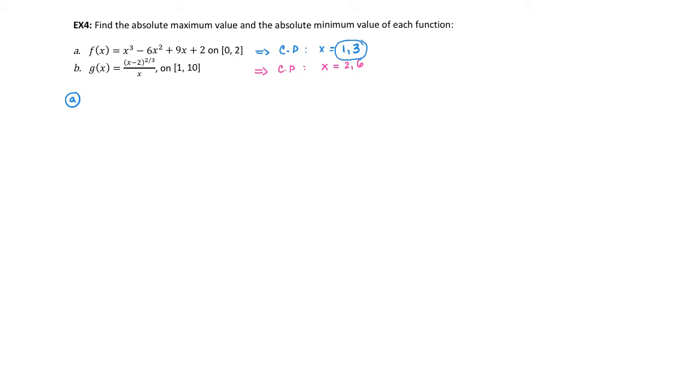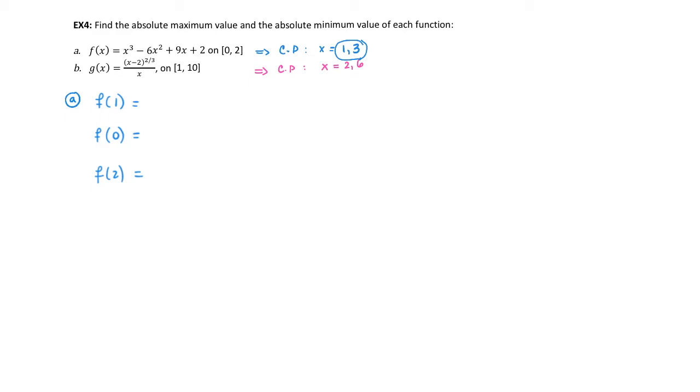So we will then compute f of 1, and we will exclude 3 again because 3 is not in the closed interval. And then we're going to go ahead and compute f of 0 because 0 is the left endpoint, and then f of 2 because 2 is the right endpoint.